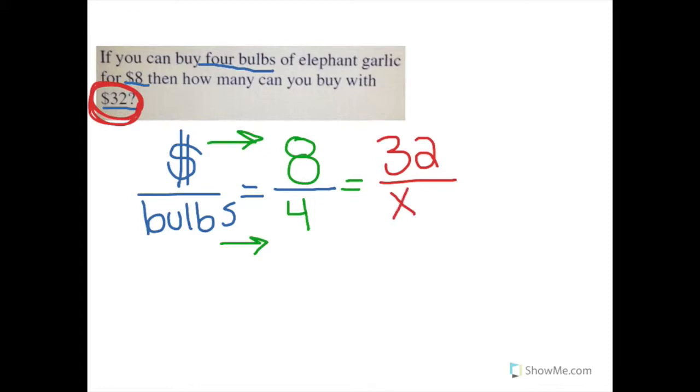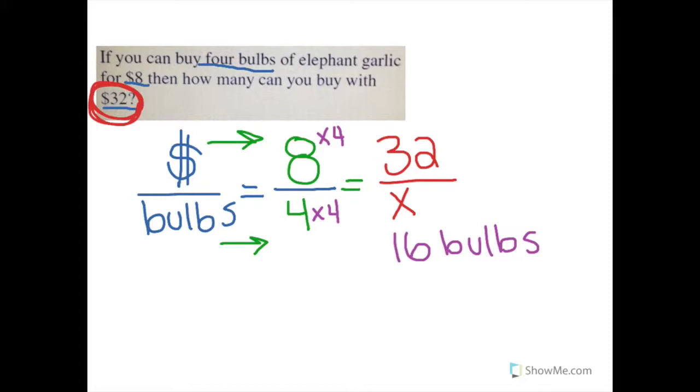If you have numbers that go into each other nicely, it makes it pretty easy. For example, 8 times 4, I know is 32. So if I times the top number by 4, I also need to times the bottom number by 4. And I know 4 times 4 is going to give me 16, and I would label my answer bulbs. That one worked out nicely because 8 goes into 32 evenly, so it's really easy to find out the answer.